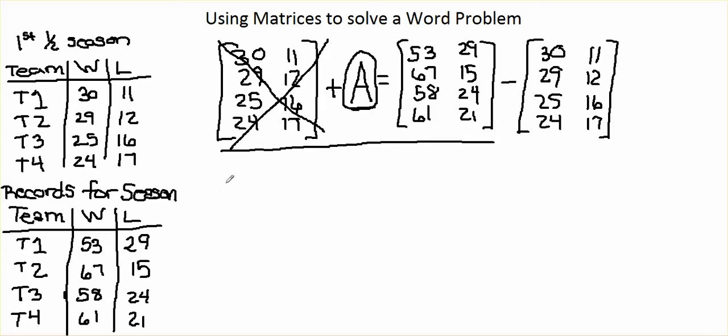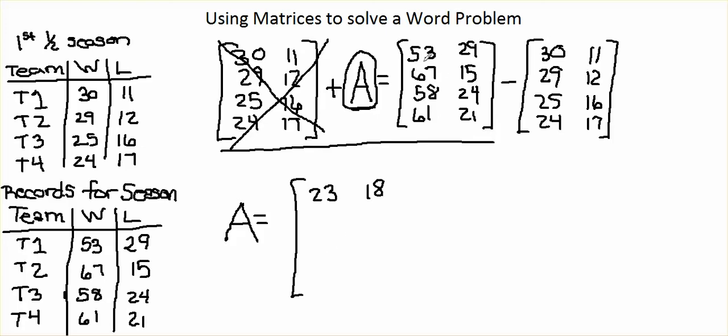So let's go ahead and figure out which team had the best record in the second half of the season. So matrix A, remember when we subtract matrices, we're subtracting the corresponding elements. So it's going to be 53 minus 30, which is 23. Team 1 had 23 wins. 29 minus 11, which is 18. And it had 18 losses.